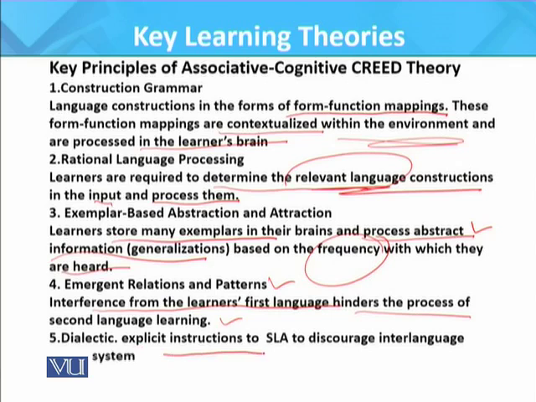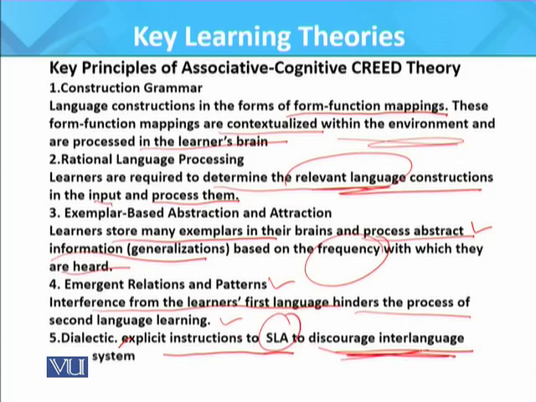Dialectic means explicit instruction in second language acquisition to discourage an interlanguage system. So interlanguage is basically the language which is formed when the learner is moving from his or her native language to acquiring linguistic knowledge of the second language, and he or she forms an interlanguage based on the first language rules and the second language. Now, this particular point refers to giving explicit instructions in second language acquisition so that there is no interlanguage system.